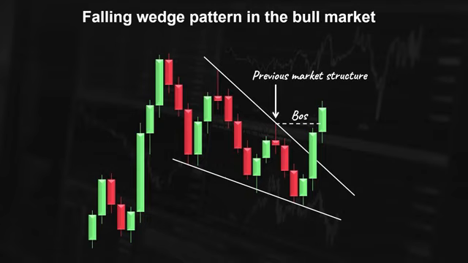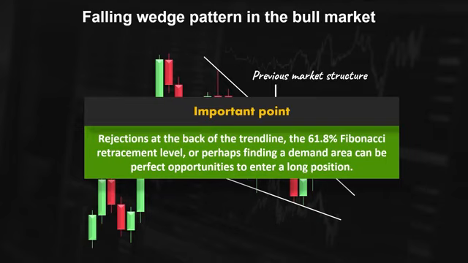After this break, we will look for entry reasons to open a buy position, but sometimes it is too late to enter the long position because if we set our stop below this swing low, we would have a large stop loss. Therefore, we need a pullback to enter at a better price. Rejections at the back of the trend line, the 61.8% Fibonacci retracement level, or perhaps finding a demand area, can be perfect opportunities to enter a long position.